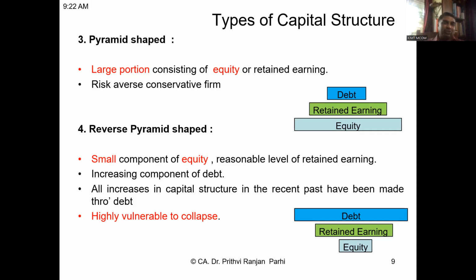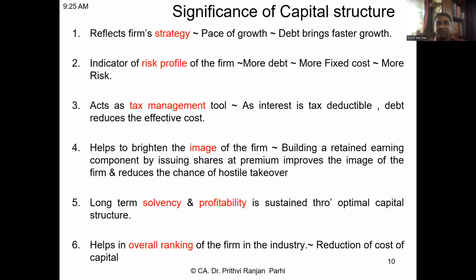The opposite of this structure can be the reverse pyramid structure, where equity is less, retained earning may be a little more than that, but debt on the top of it is more. So a small amount of equity and a reasonable amount of retained earning, there is an increasing component of debt. This type of capital structure is also highly vulnerable to collapse with high debt, high fixed commitments, risks. So these are the four types of capital structure we have seen.